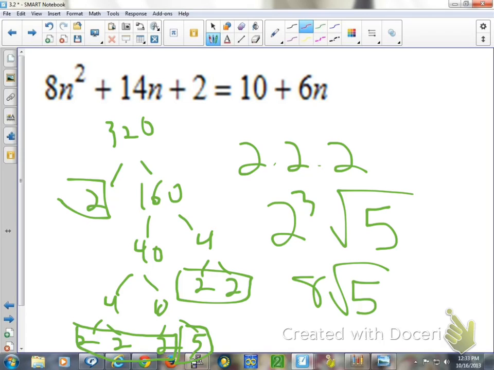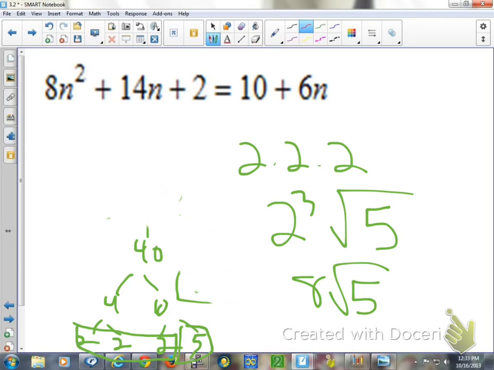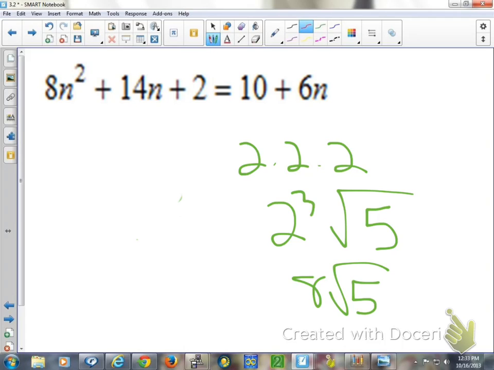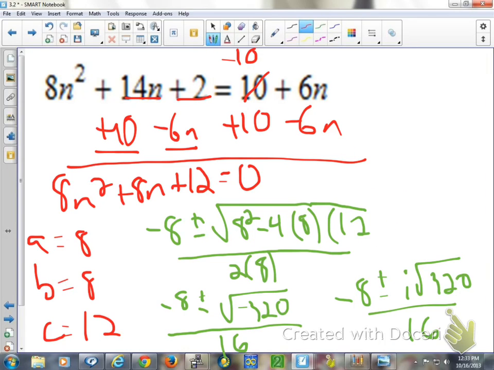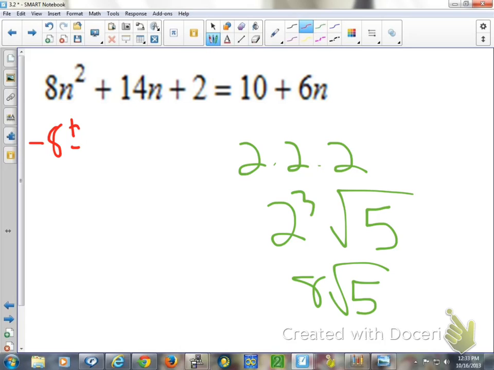Now I'm going to plug that back into my problem here in just a second after everybody's got this written down. So I'm going to erase this left-hand side. All right, we're almost done. So what was the problem? It was negative 8 plus or minus 8I radical 5, because it was radical 320, over 16. Is there anything that all three of those front numbers divide evenly into?